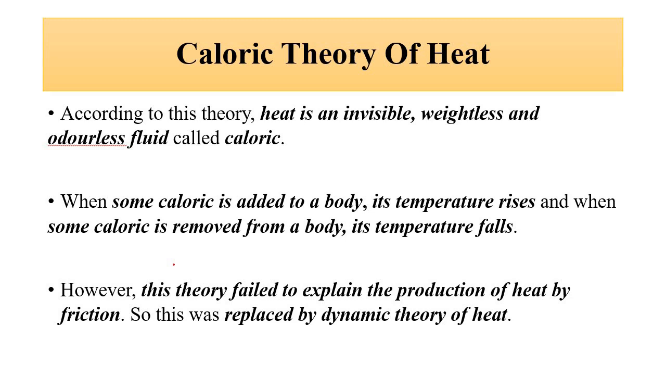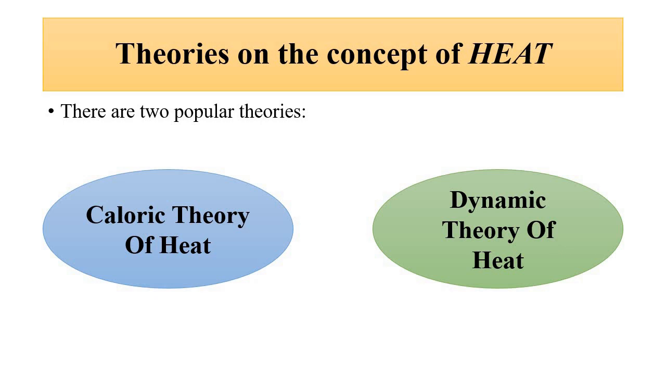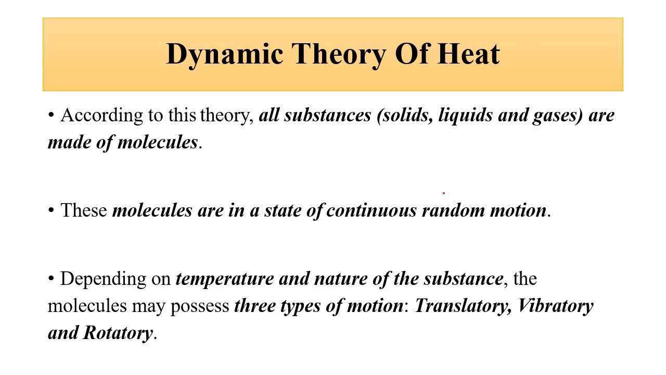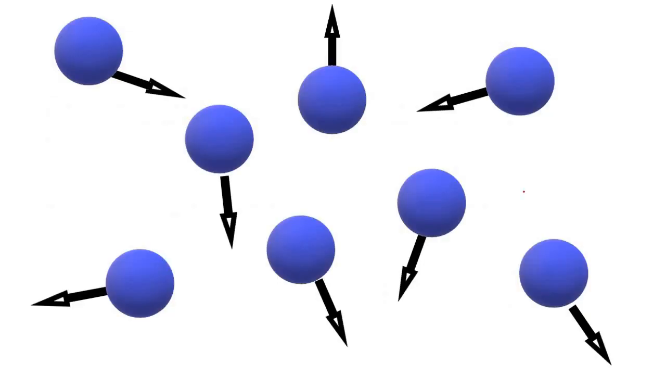So it was replaced by another, better theory, which is called the dynamic theory of heat. So what is the dynamic theory? According to this theory, all substances, all matter, whatever it is, are made of atoms and molecules. And these molecules are always in a state of continuous random motion.